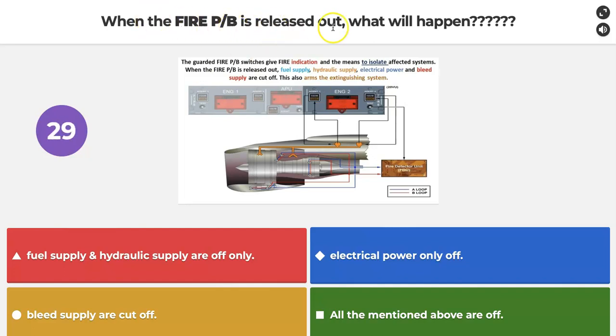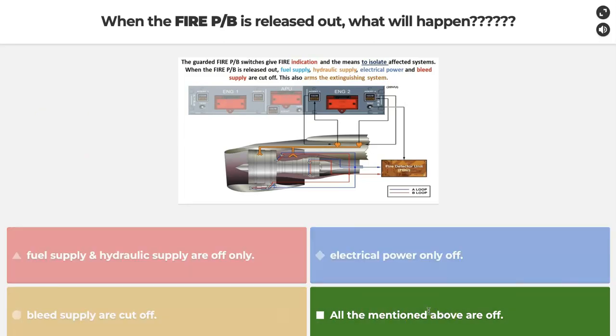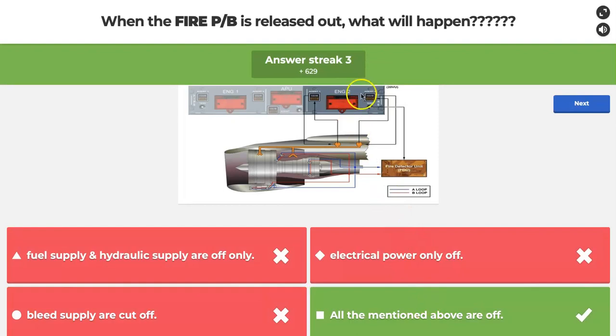So when the fire push button is released out, what will happen? Fuel supply and hydraulic supply are off only, electrical power only off, bleed supply is cut off, or all the mentioned above. For sure the answer is all the mentioned above. Releasing this fire push button is a master isolation: it cuts fuel supply and hydraulic supply, de-energizes the IDG, and cuts off air conditioning and bleed supply. Also the FADEC will become off if you release the fire push button.